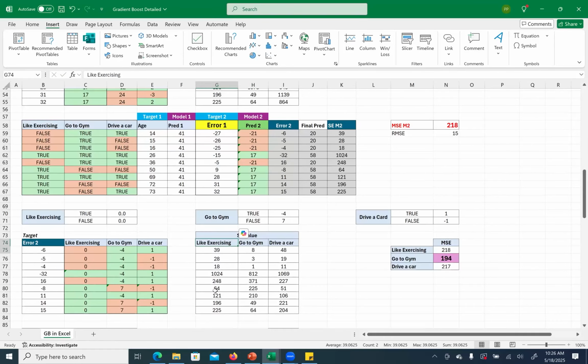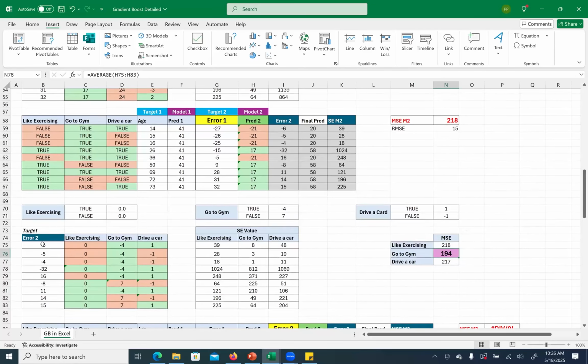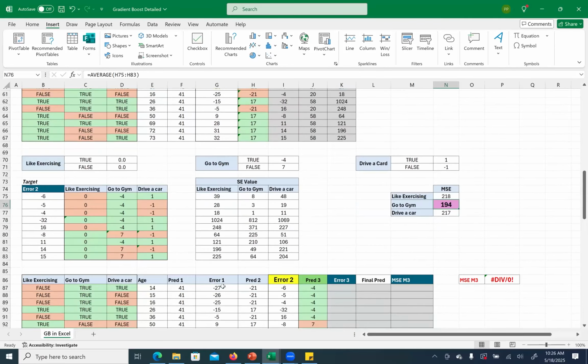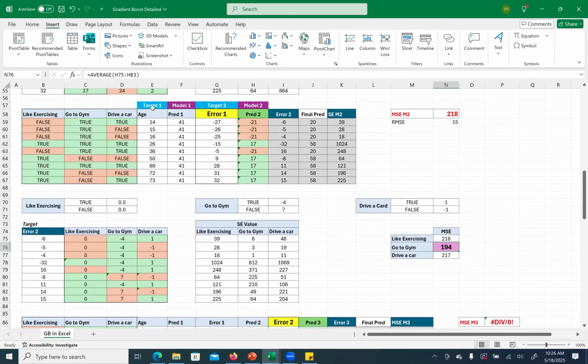And I will see which of these 3 variables is giving me the highest accuracy. Is like exercising giving me the highest accuracy, or go to gym, or drive a car? When you calculate which variable is giving you the least error, you will realize that go to gym is giving you the least error in predicting error 2. So go to gym will become my next variable using which I will be predicting error 2. So I will just copy paste this much part.